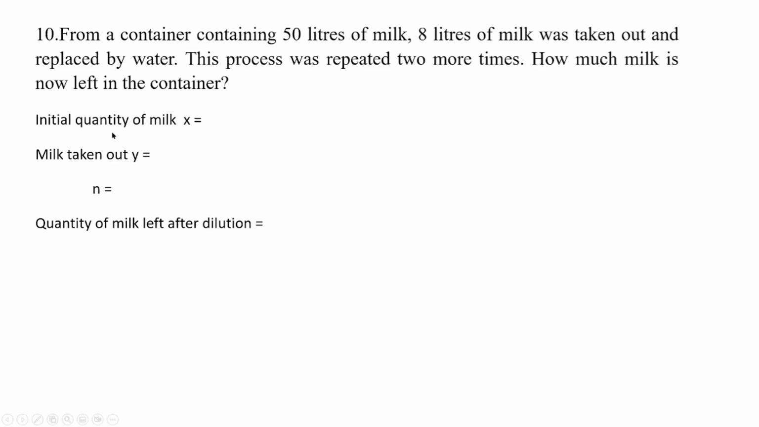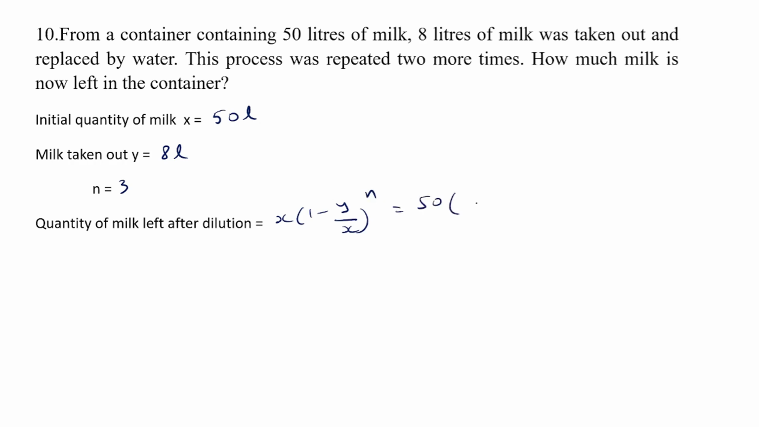So here the initial quantity of milk, that is x, is 50 liters. Then the quantity of milk taken out, y, is 8 liters. And the number of times this dilution was done: it was done once and then it was repeated 2 more times. So n is 3. So the quantity of milk left after dilution is given by the relation x into 1 minus y by x, the whole raised to n.